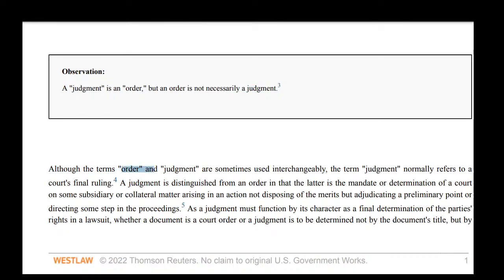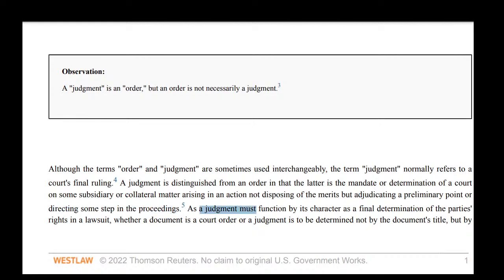Although the terms order and judgment are sometimes used interchangeably, the term judgment normally refers to a court's final ruling. A judgment is distinguished from an order in that the latter is the mandate or determination of a court on some subsidiary or collateral matter, arising in an action not disposing of the merits, but adjudicating a preliminary point or directing some step in the proceedings.